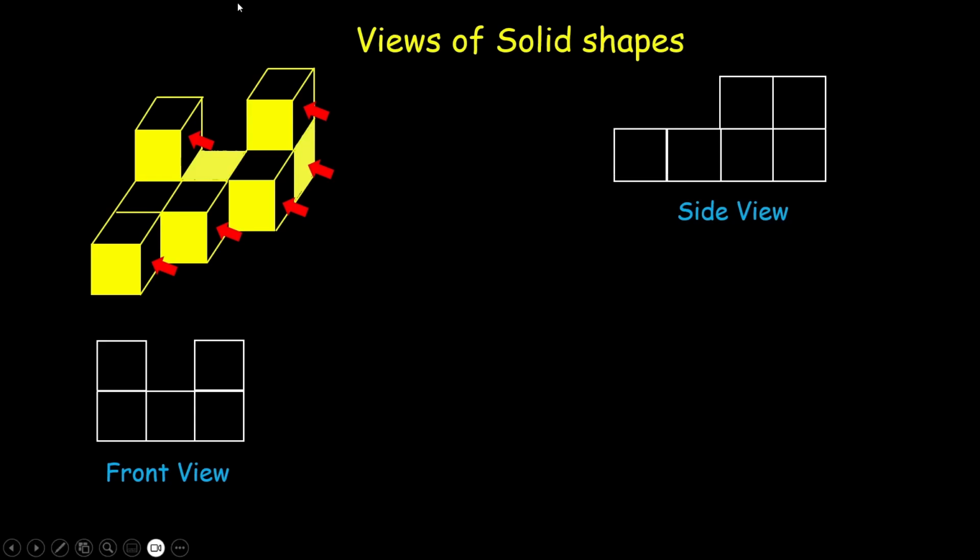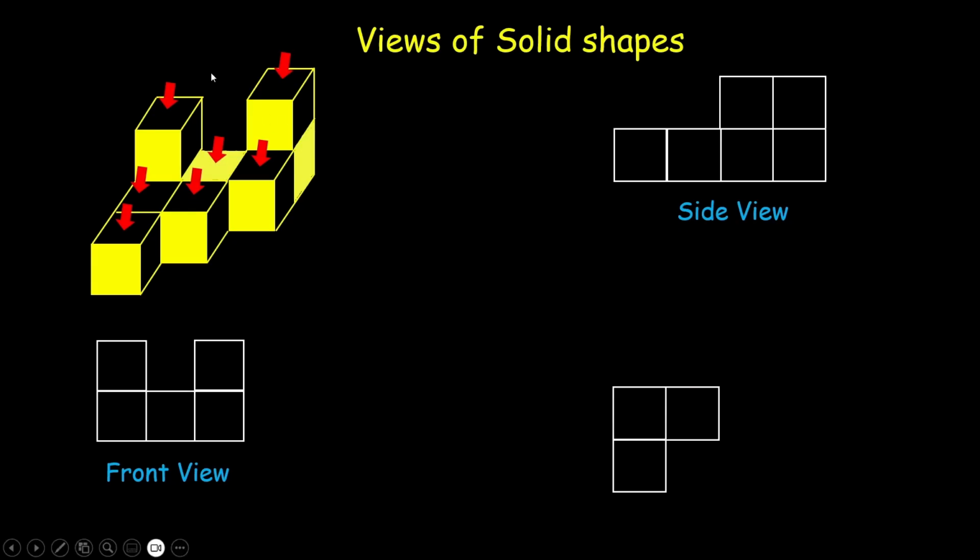If you look at it from the top, you will be able to see these blocks. So let's again draw them. Let's start with the first one. We have this first block. In the row above, we have 2 blocks, right? Then in the row above, we have 1, 2 and 3 blocks in a straight line. Now in the last row, we have only 1 block just towards the extreme right. So we'll draw it over here. And this forms our top view.